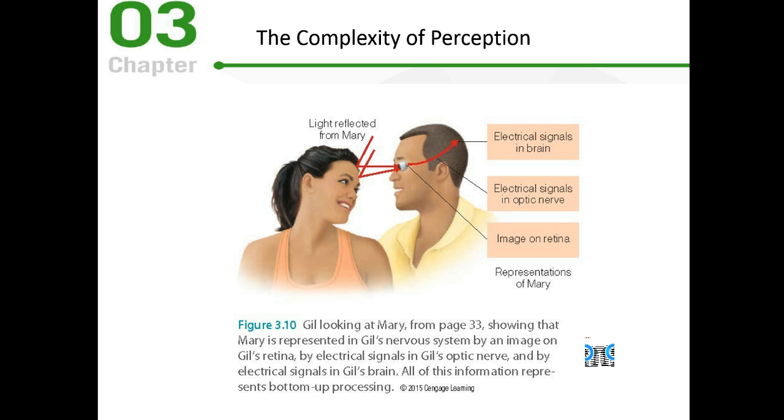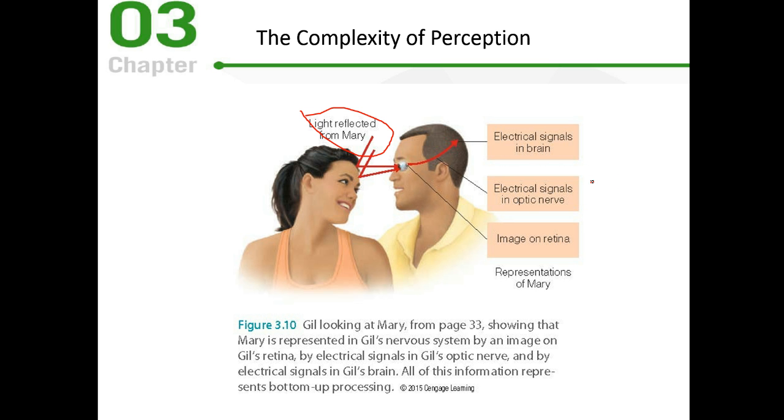So, for example, in this picture of just strictly bottom up processing, this is just Gil looking at Mary. And in bottom up processing, we see that light is reflected from Mary, so that is the sensory stimulus. It imposes an image on Gil's retina. Gil's retina sends electrical signals in the optic nerve, and that stimulates the brain.